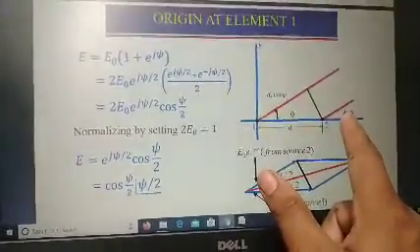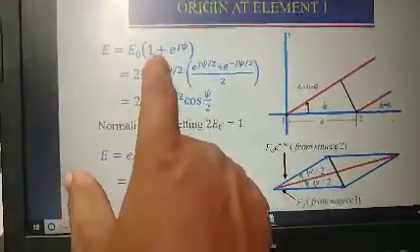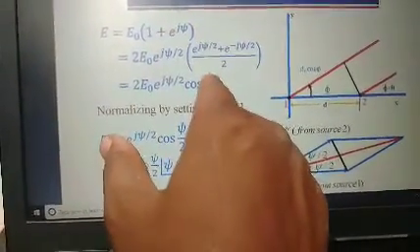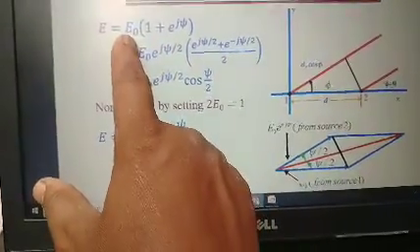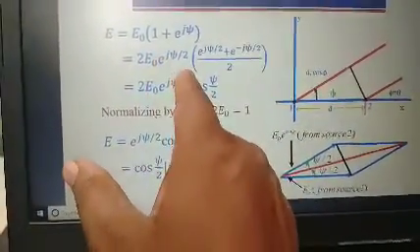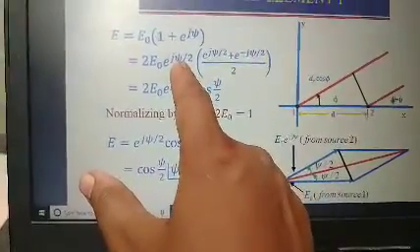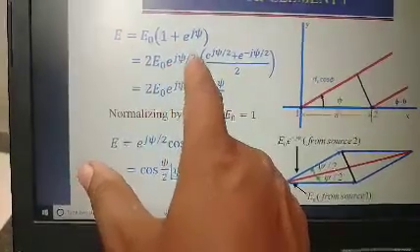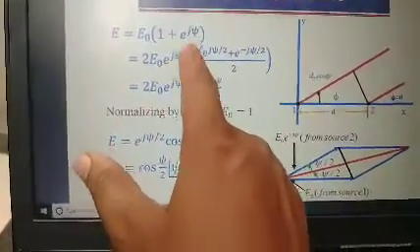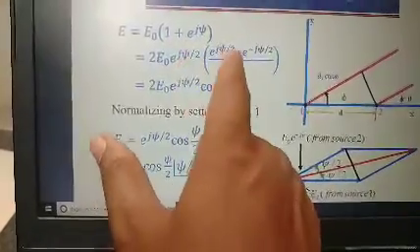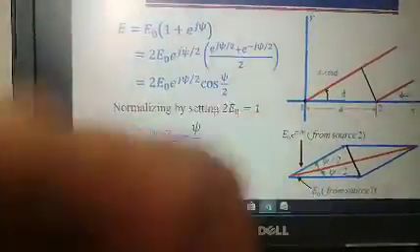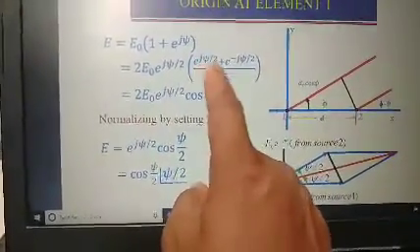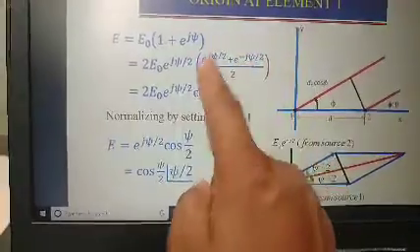The mathematical equation is given as E equals E0 times 1 plus e raised to j psi, and we can convert this equation into a trigonometric function. Multiplying by 2 and dividing by 2 reformats it into the original equation. Hence 2E0 e raised to j psi by 2, taking e raised to j psi by 2 as common, gives 2E0 times e raised to j psi by 2 plus e raised to minus j psi by 2, upon 2.